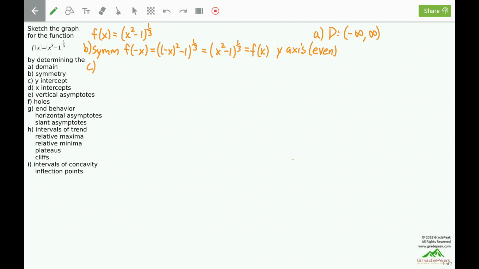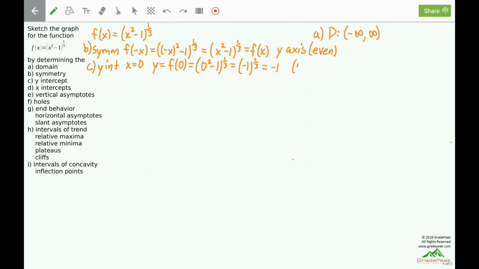For part C, we want to determine the y-intercept. This is the point where the graph crosses the y-axis, defined by x equals 0. We can find the corresponding y-coordinate by plugging the x-coordinate back into the original function, y equals f of 0, which will be 0 squared minus 1 to the 1/3 power. 0 squared is 0, minus 1 will be negative 1 to the 1/3 power. 1/3 power means cube root in first power. The cube root of negative 1 is negative 1.